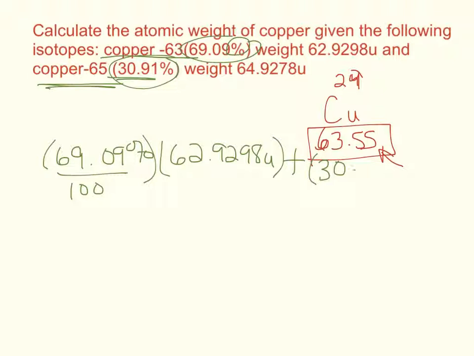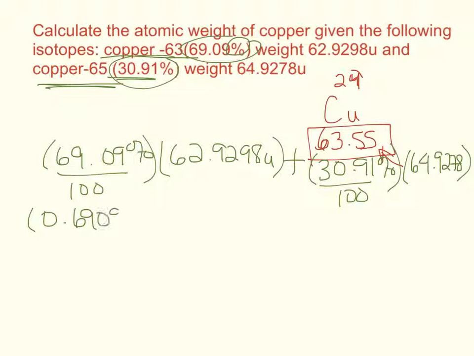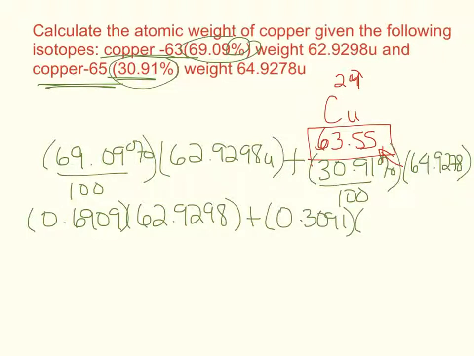So again, we're going to have 30.91% over 100, and we're going to multiply that by 64.9278. Okay, so with our calculator, we have 69.09, and we're essentially moving the decimal place over to the left, or if you want to, divide by 100, that's okay. So we get decimal 0.6909, and we still have it multiplied by 62.9298. And we are going to have 30.91% divided by 100 to give us decimal 0.3091 multiplied by 64.9278.